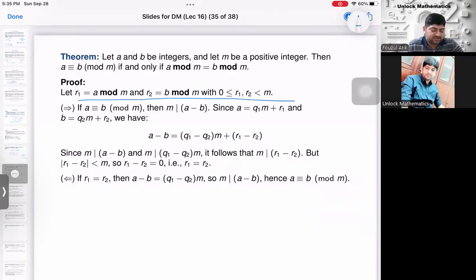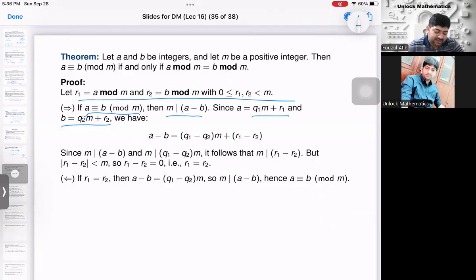Suppose R1 is A mod M and R2 is B mod M. Then A congruent to B mod M means that M divides A minus B. This is given. Now you have to prove that R1 is equal to R2. R1 is the remainder when you divide A by M, so A can be written as M times some quotient Q1 plus R1. Similarly, because R2 is B mod M, B can be written as M times some quotient Q2 plus R2.